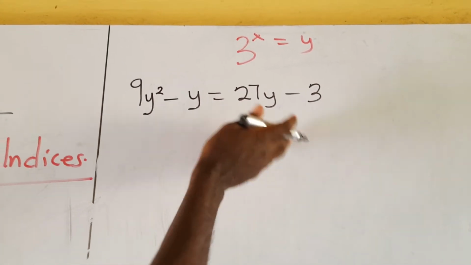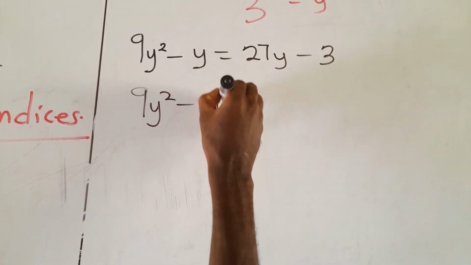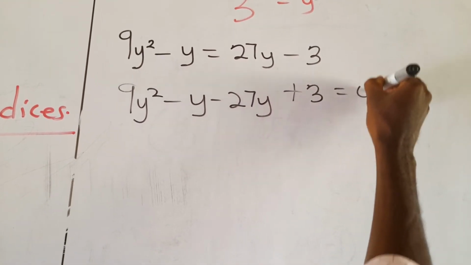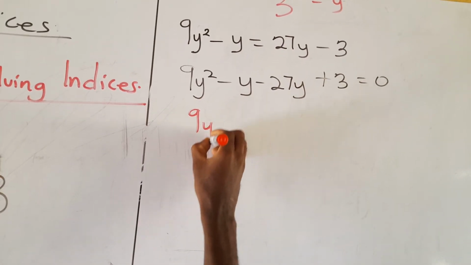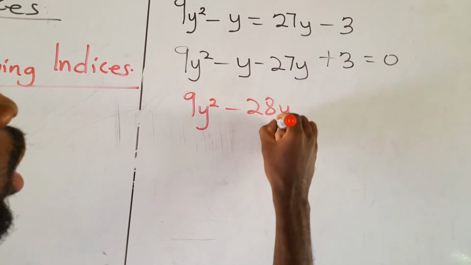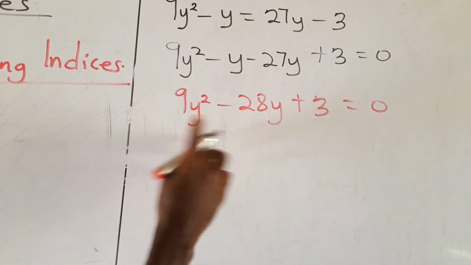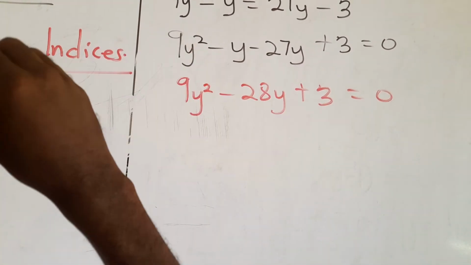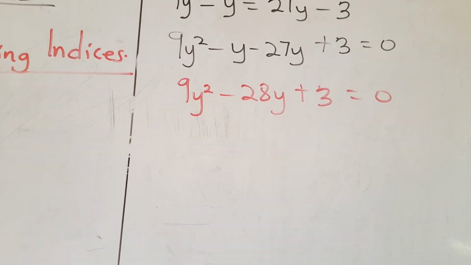So now let's transpose everything here and equate it to 0. We have 9y squared minus y minus 27y plus 3 will be equal to 0. And we have 9y squared minus y minus 27y will be minus 28y plus 3 equal to 0. Now to solve this quadratic equation, you multiply the coefficient here by the constant. So 9 times 3 will be 27. Factors of 27 that when we add, we get negative 28, and when we multiply, we get 27.